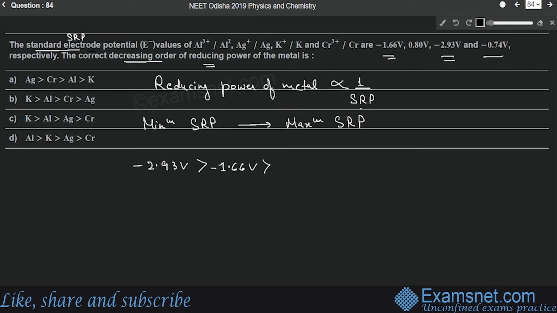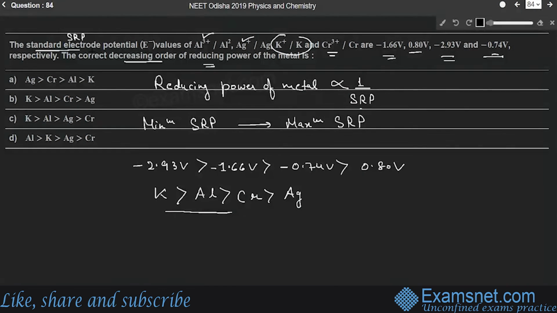Then the next one will be minus 0.74 volt. And the maximum value is 0.80 volt. Now minus 2.93 is for the third one, that is potassium, right? So this is for potassium. Then minus 1.66 is the first one, that is aluminium. Then minus 0.74 is the last one, that is chromium. And 0.80 is the second one, that is silver. So this should be the correct decreasing order of reducing power of metal. That means option B will be the correct answer.